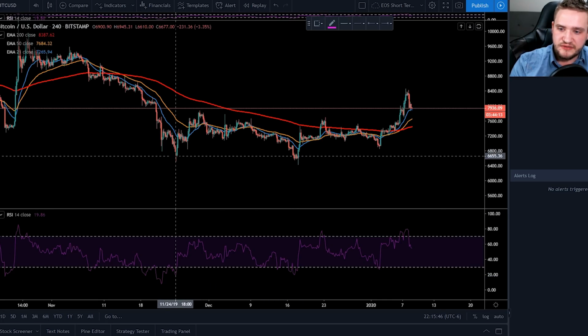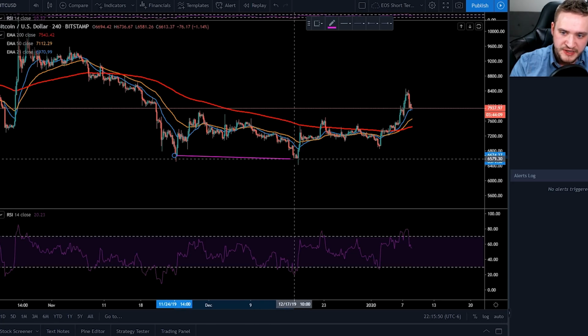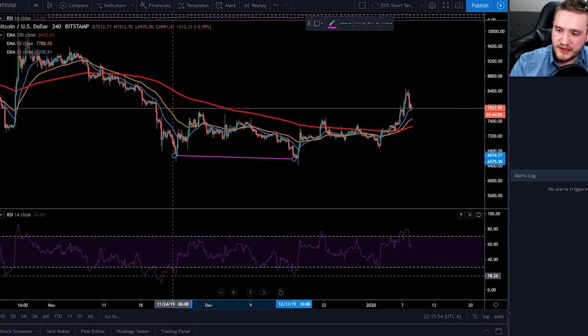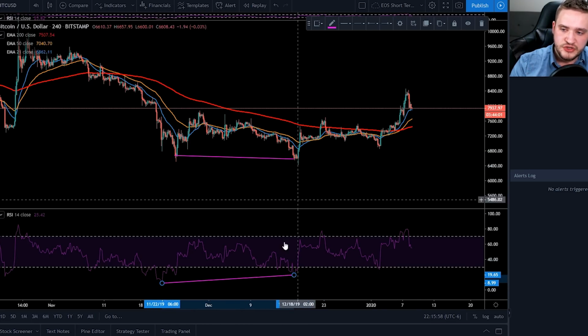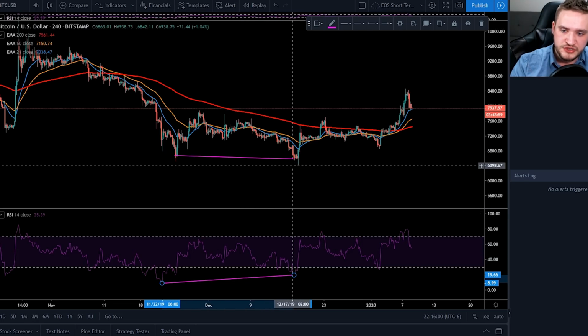So let's take, for example, this move here. We had red candle close to red candle close. We had a lower high and higher low on RSI. So this is a regular bullish divergence.